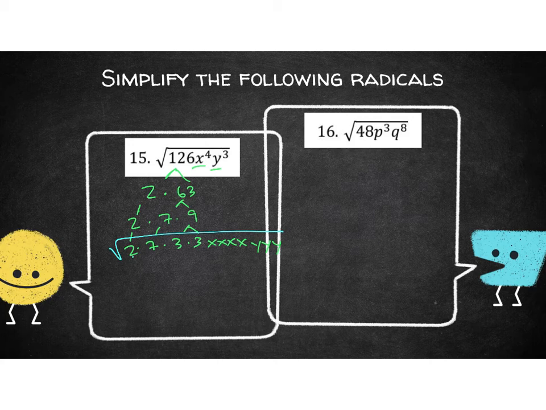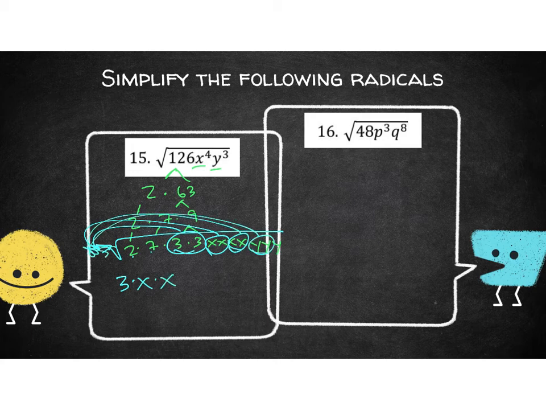2 is by itself, I have to leave it. 7's by itself, I have to leave it. Here's a pair of 3's. That can come out front. Here's a pair of x's. That can come out front. Here's another pair of x's. That can come out front. Here's a pair of y's. That can come out front. This y is by itself. I have to leave it. So underneath I have the 2, the 7, and one more y. So now let's put it all back together. So 3 times x times y is 3x squared y. And then underneath 2 times 7 is 14y.